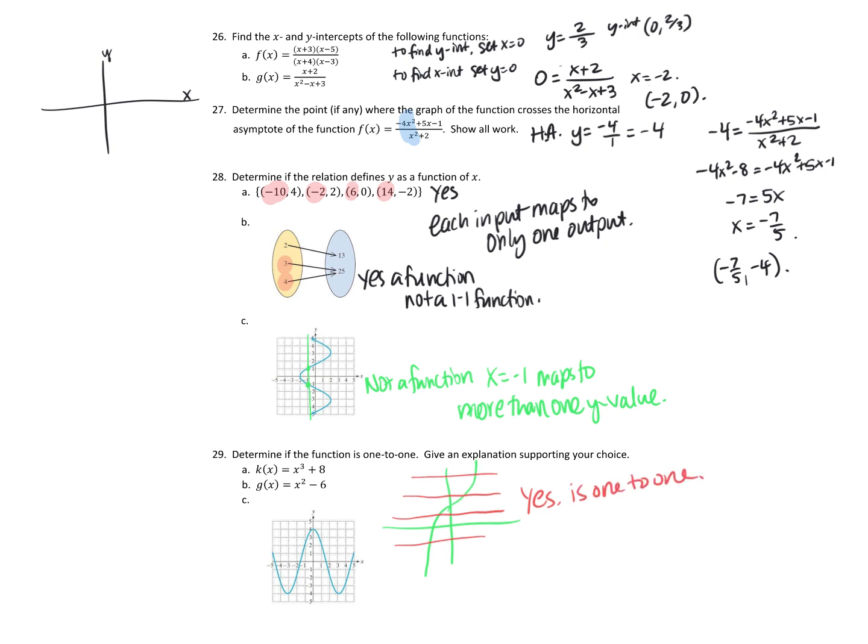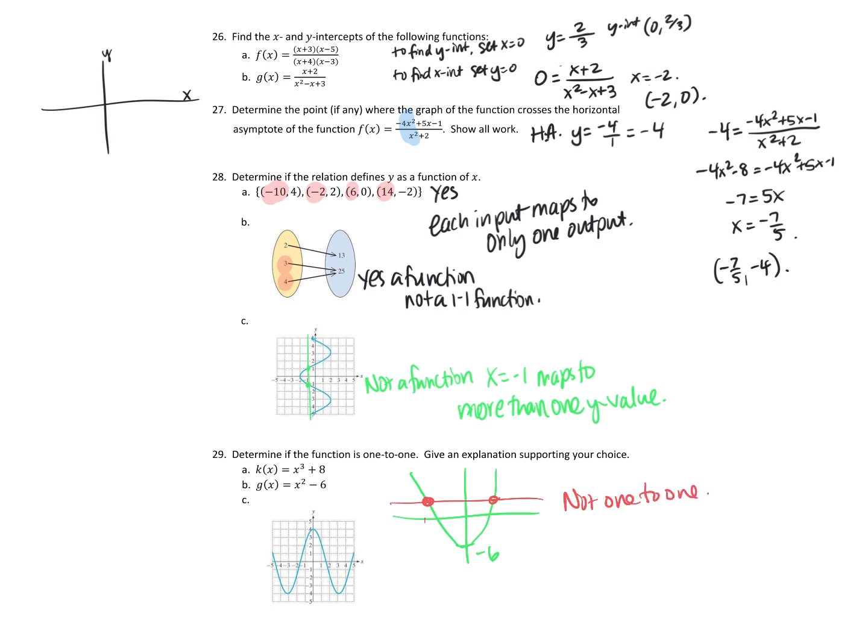Okay, x squared minus 6, I want to decide if that is one-to-one. So I can look at this graph. X squared minus 6 is going to look like this. It's just x squared, but it's shifted down 6. And so I look at any place here, and I can see that it is not one-to-one.